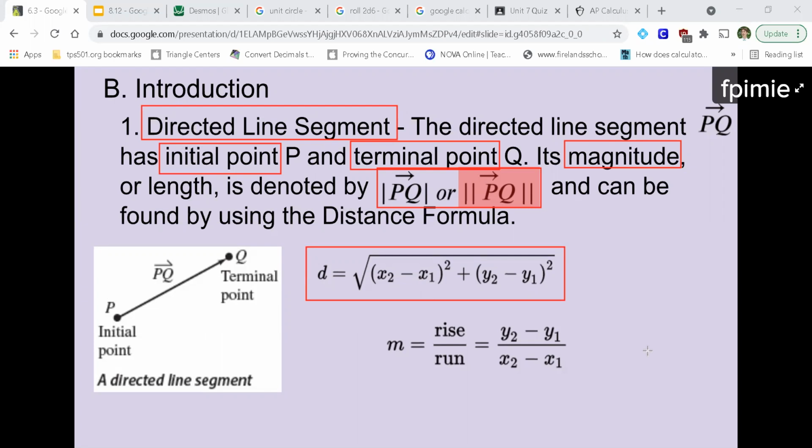Which if you have memorized, you don't need to write down, but if not, it's just your Pythagorean theorem solved for the hypotenuse, right? Make a little right triangle here. This distance would be x2 minus x1. This one will be y2 minus y1. And then we're just going to do that squared plus that squared gives me the hypotenuse squared. Okay, you can just write it down and memorize it.